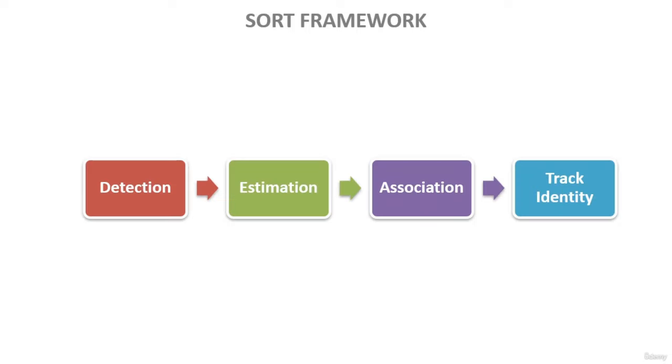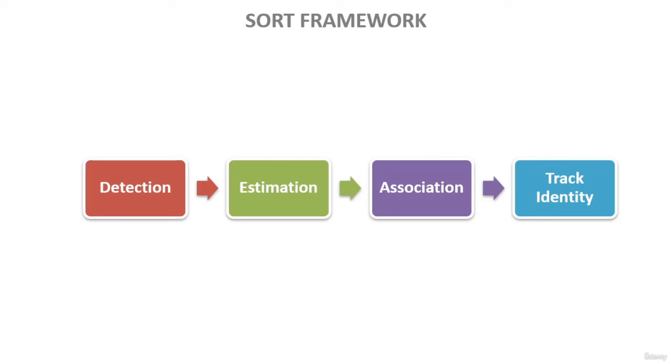There are many frameworks available in the industry for object tracking. The most commonly used framework is Simple Real-Time Tracker, also called as SORT framework, which is a real-time tracking framework for multiple object tracking. If you look at the diagram on the screen, you can see that from an architecture perspective, it comprises of four main components: detection, estimation, association, and track identity creation and destruction. Let's now understand each of these steps.